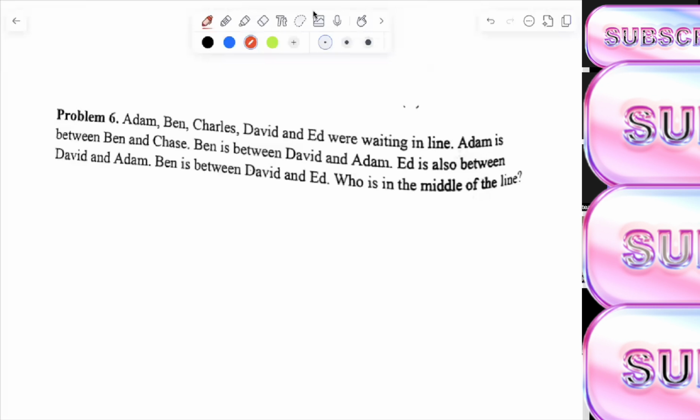What's your question? So they don't tell us which order they're in, like if David and Ed are in front of Ben, Adam, and the other one. It doesn't tell us if it's front or back. It tells you the relative placements of where they are. Oh, okay. It wants you to find out the placements, they're not going to tell you where they are. Okay.